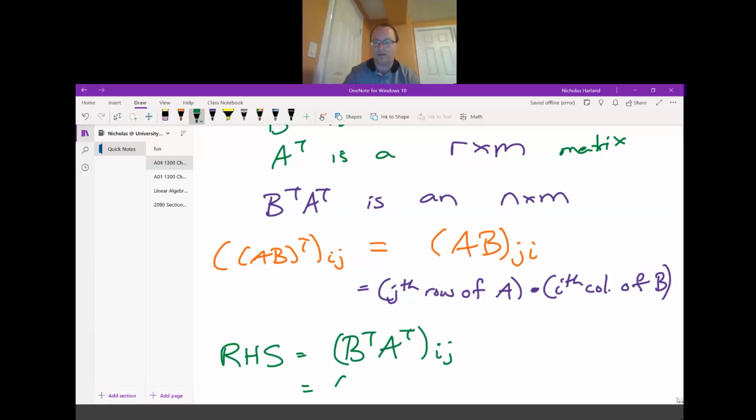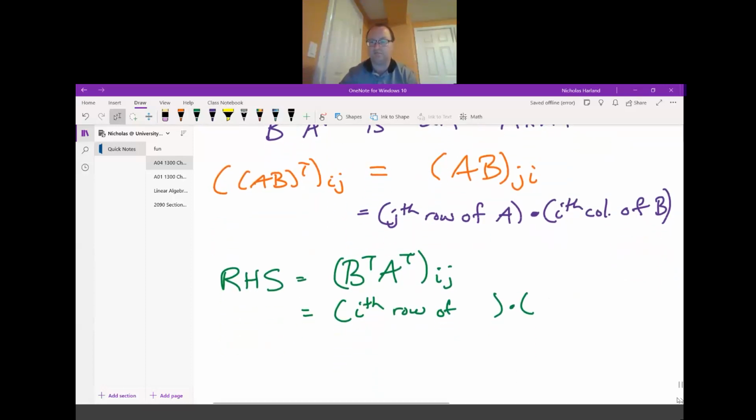which means that would be the ith row of what? Times the jth column of what? So this would be the ith row of B transpose times the jth column of A transpose.